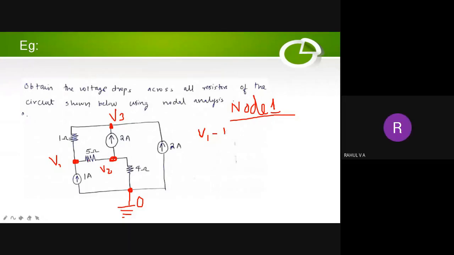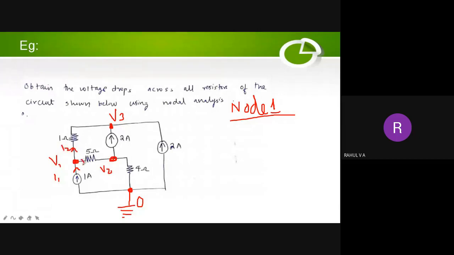Which node is he taking now? The node called V1, isn't it? Node 1, isn't it? V1, 1 ampere. Okay, I1. One minute. First we will write which one to take as I1, which as I2, which as I3. So first I am assuming that this is I1, and all other currents, I2 and I3, are leaving away from the node.